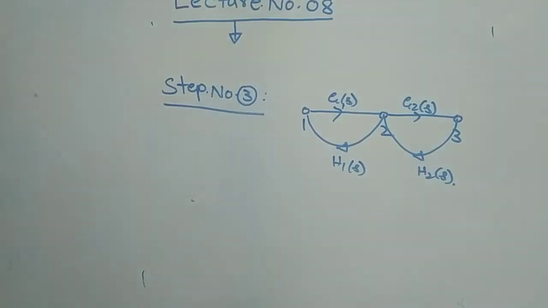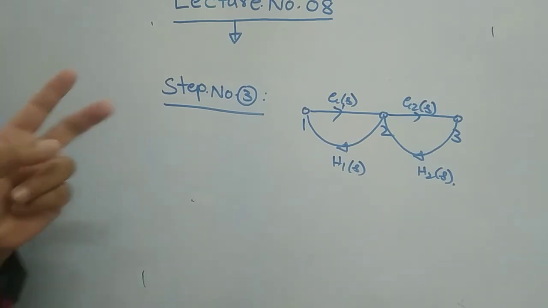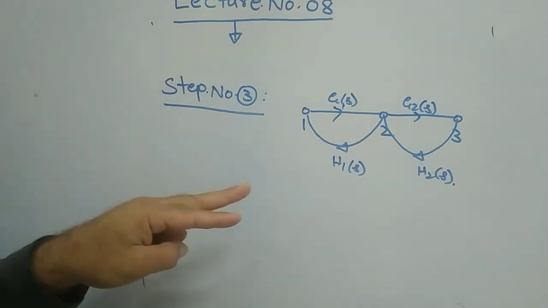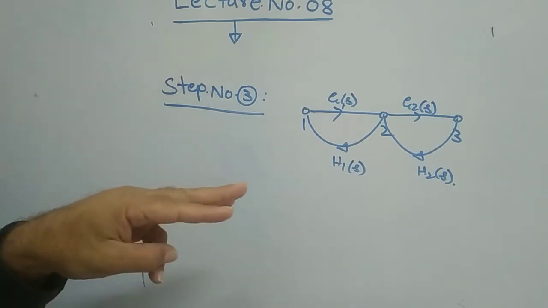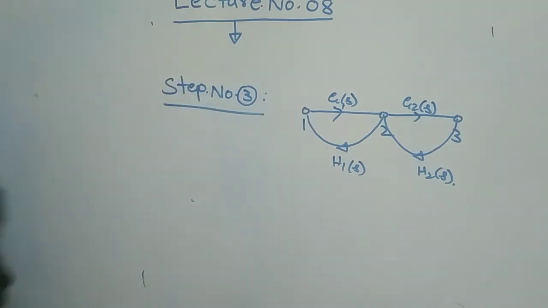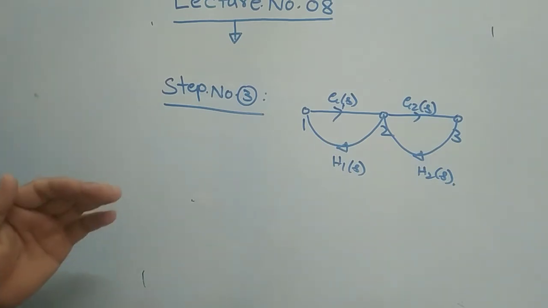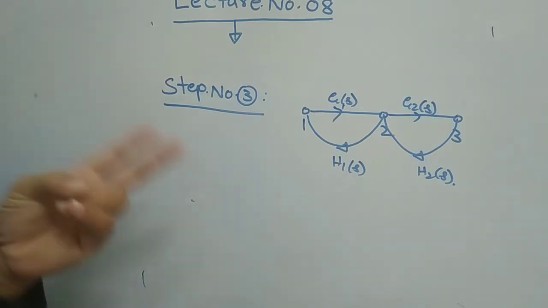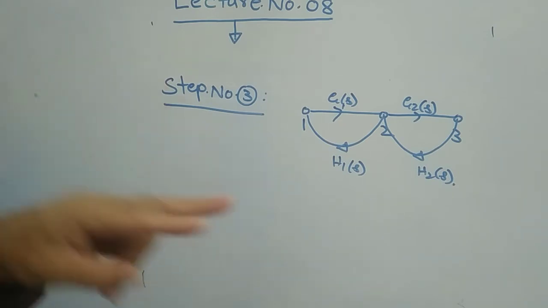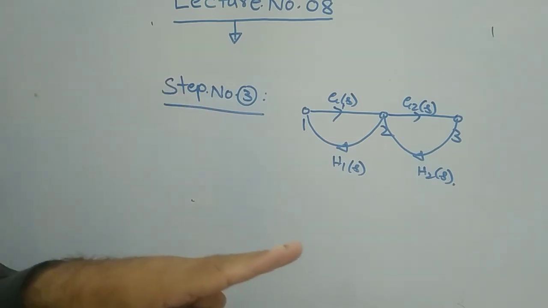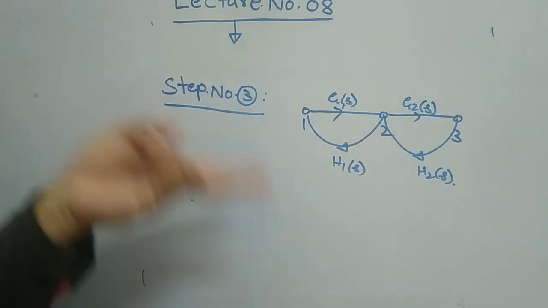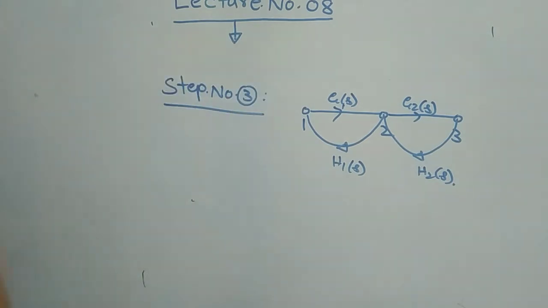As per step number 3, what we are going to find out is this: step number 3 describes how to identify the two non-touching loops and three non-touching loops in the given signal flow graph diagram. Understood? What do we have to find out? Identify two non-touching loops, three non-touching loops, four non-touching loops, five non-touching loops, and so on.